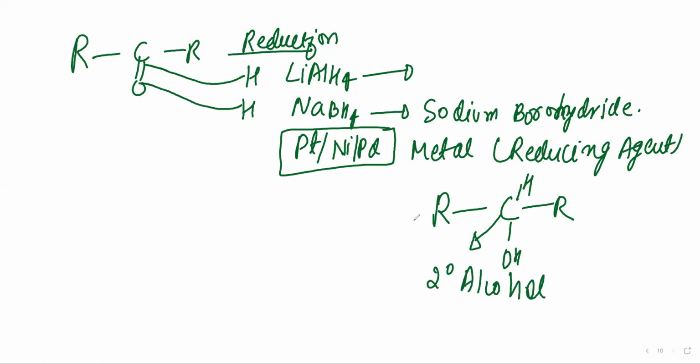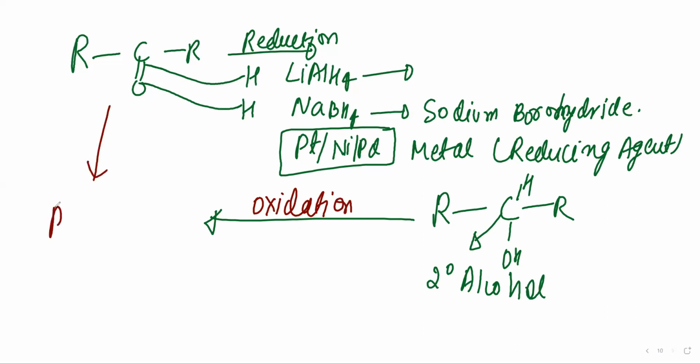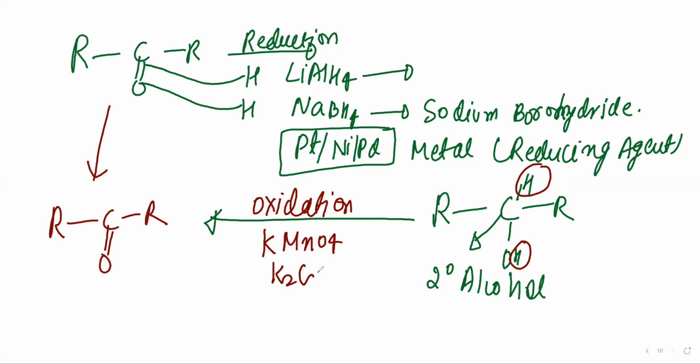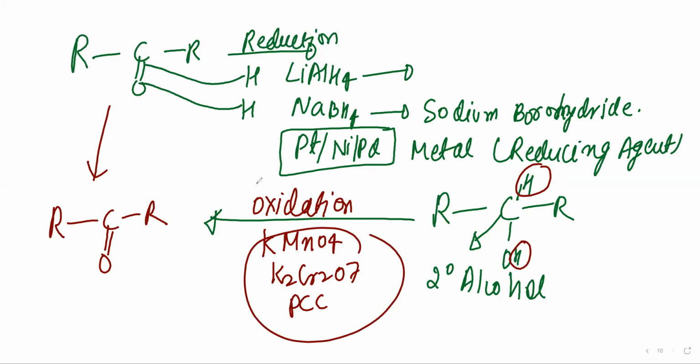In the similar manner, when 2-degree alcohol does oxidation, it forms ketone. So this will be the formation of ketone after removal of this H and H. It can be done in presence of KMnO4, K2Cr2O7, PCC. These all are oxidizing agents.